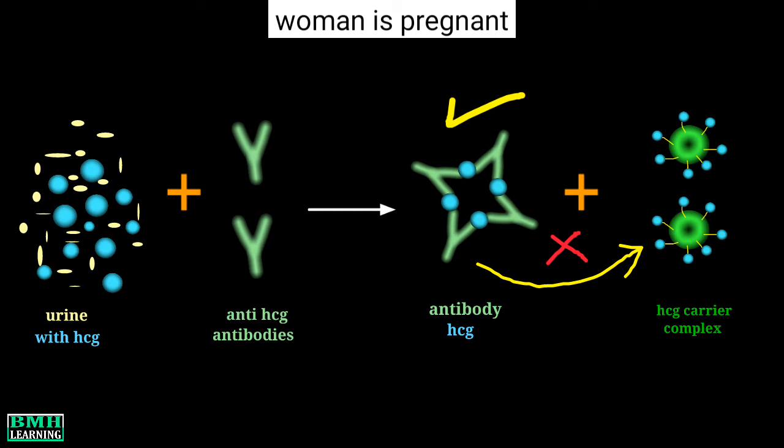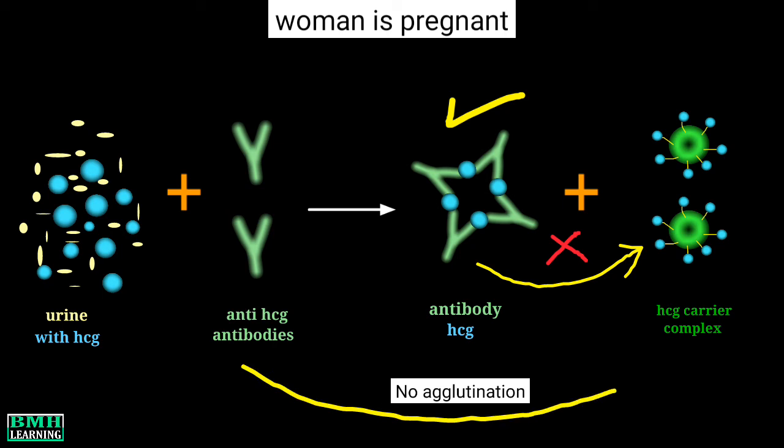Now what's going on here? The HCG molecules from the urine actually inhibited the agglutination reaction between anti-HCG antibodies and the HCG carrier complex. And because of this inhibited agglutination, the test is called the agglutination inhibition test. So, in the case of pregnant women, we will not be able to see agglutination.